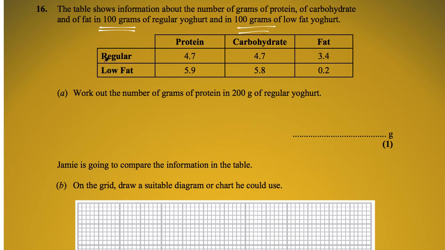So we need to look at regular, protein, which is just reading a two-way table. 4.7 is 100 grams of regular yogurt, and we're being asked for 200 grams, so we need to double it. 4.7 times 2. Could do it like that, I suppose. 2 times 7 is 14. Carry the 1. 2 times 4 is 8. 9.4.